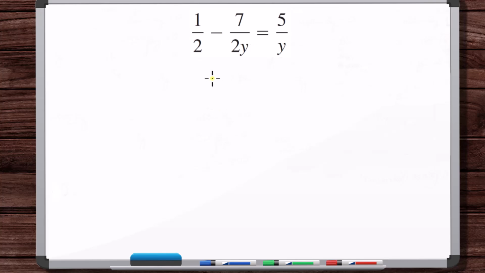Okay, but again, to solve a rational equation, we start by multiplying the entire equation by the least common denominator of all the fractions. So in this case, we can see that would be 2y. Now, this is a little bit different than what we did with linear equations, because with linear equations, we didn't have any variables in the denominators, so we were always multiplying the entire equation by a constant.